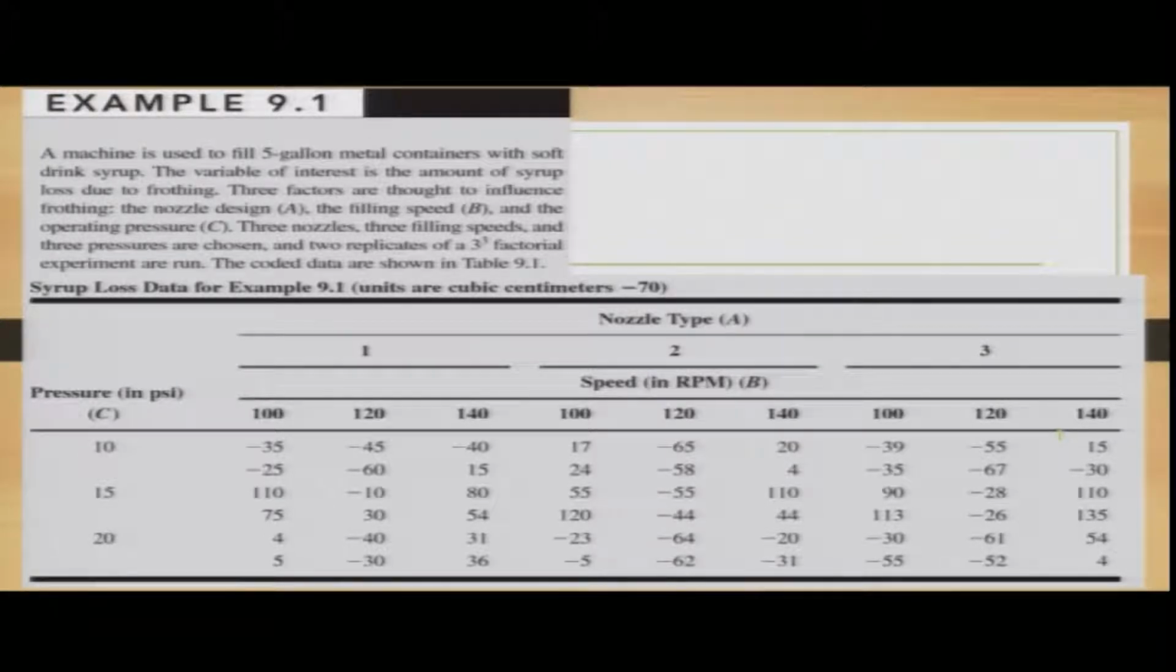If you look at this table, it gives you the syrup loss data for example 9.1, and the units are cubic centimeters. The values given for different combinations are in this table. If you consider nozzle type 1 and the leftmost column 100, you will have the loss given as minus 35, minus 25, 110, 75, 4 and 5, corresponding to the other values. You will have the whole gamut of the data in front of you.